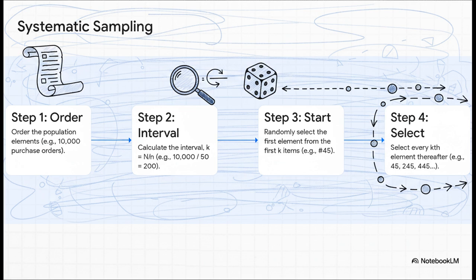Then you just randomly pick a starting point somewhere in that first block of 200 items. Let's say we randomly land on number 45. From there, the rest is automatic. You just take every 200th item, the 45th, the 245th, the 445th, and so on. It's a really simple, clean system that gives you a nice, spread-out sample.